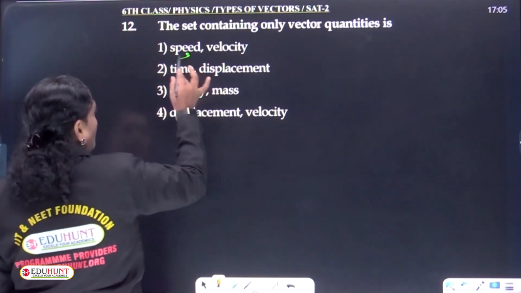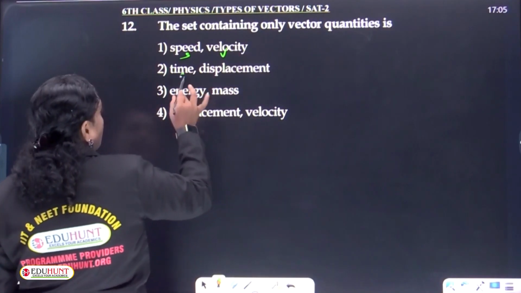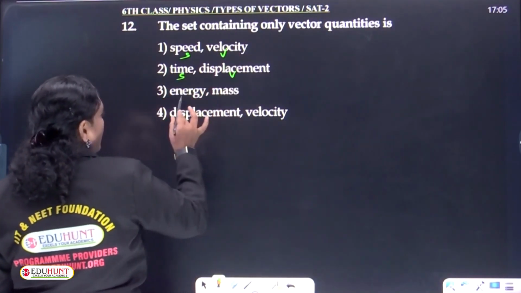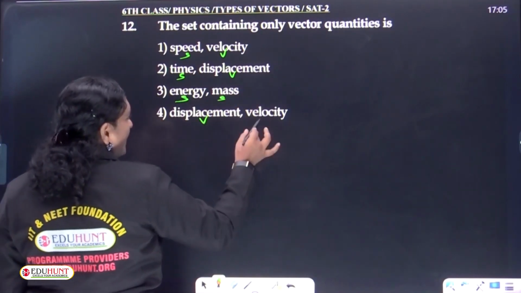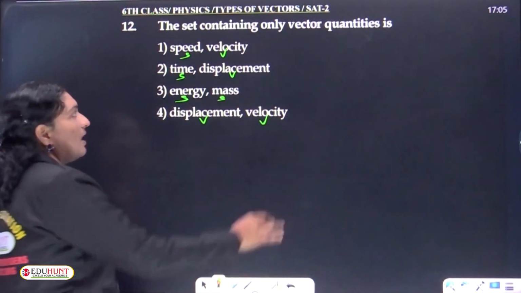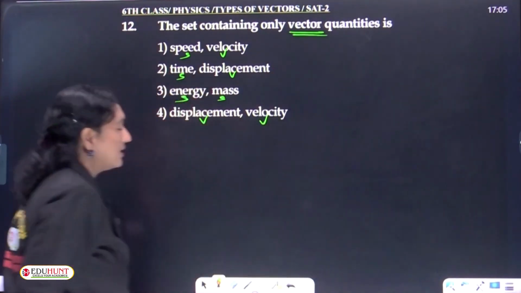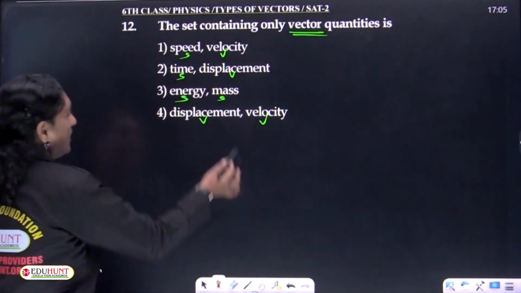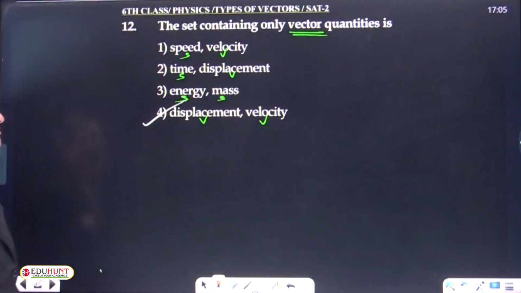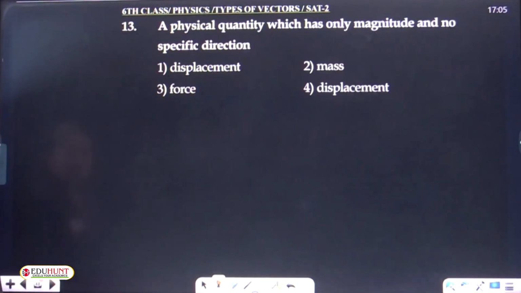Speed is a scalar quantity, velocity is a vector, time scalar, displacement vector, energy scalar, mass is scalar, displacement vector, and velocity vector. And now you are asked to find out the pure vector quantity. So which among them is a pure vector quantity, children? Option number 4. So now let us move to the next question, that is 13th one.